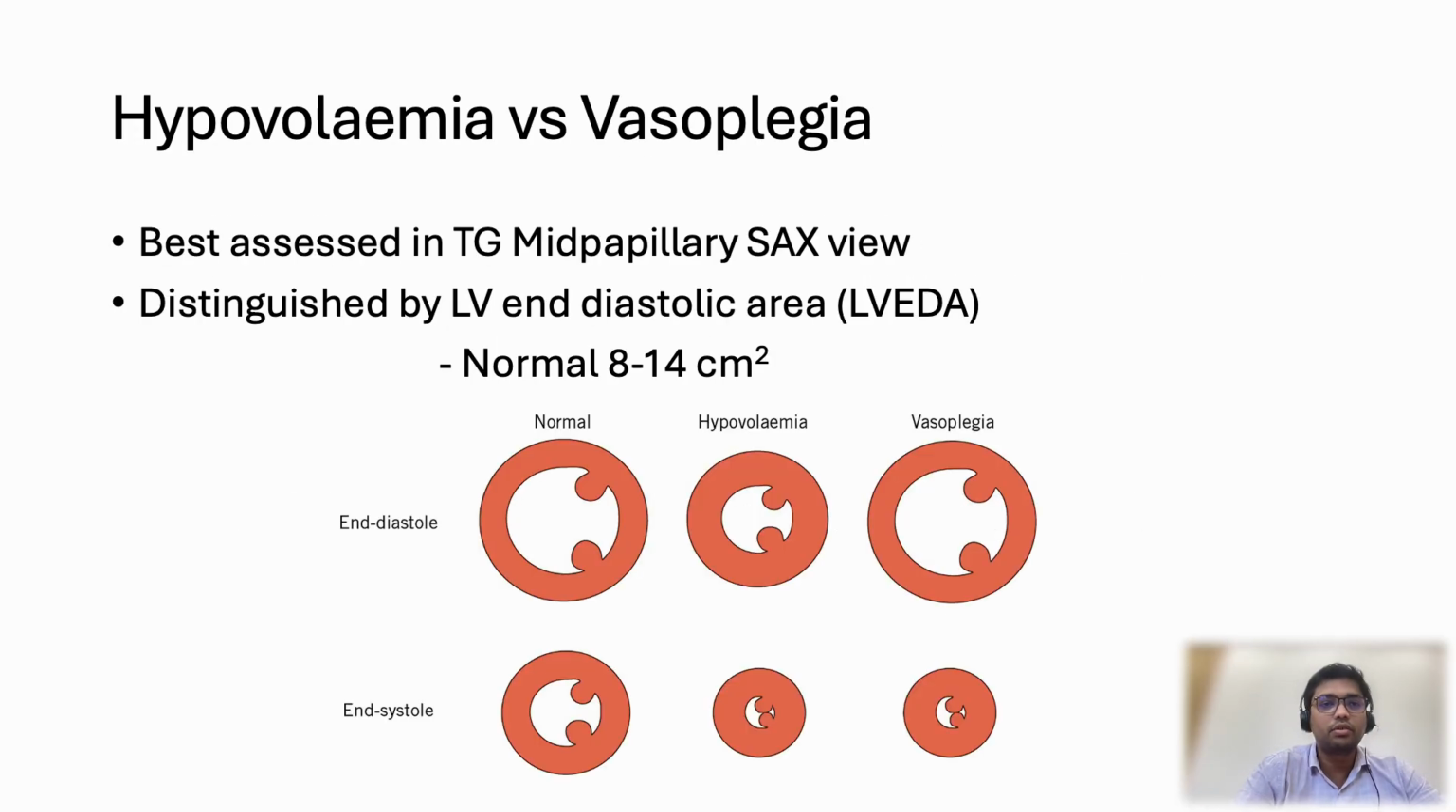Now, how to identify whether the patient is having hypovolemia or is vasoplegic? It is best assessed in the transgastric mid-papillary short axis view. It is distinguished by left ventricular end diastolic area, which has a normal of 8 to 14 square centimeters. You can see in this image that in the normal and the vasoplegic, your left ventricular end diastolic area is the same, whereas in the end systole frame, your hypovolemia and vasoplegic frames are similar.